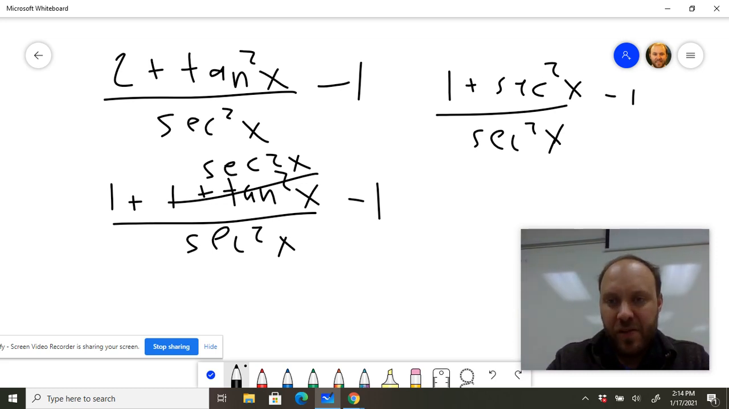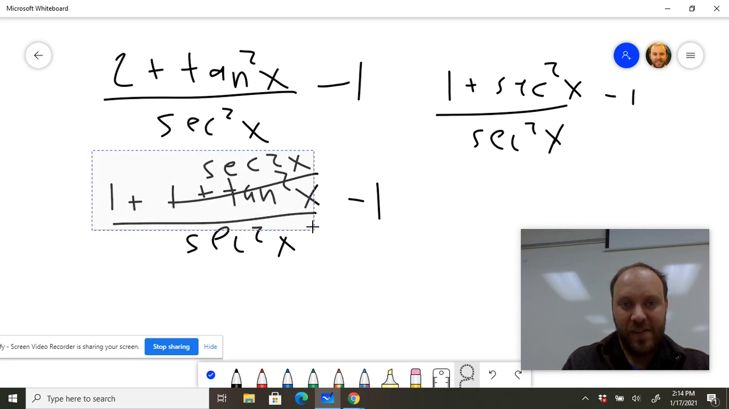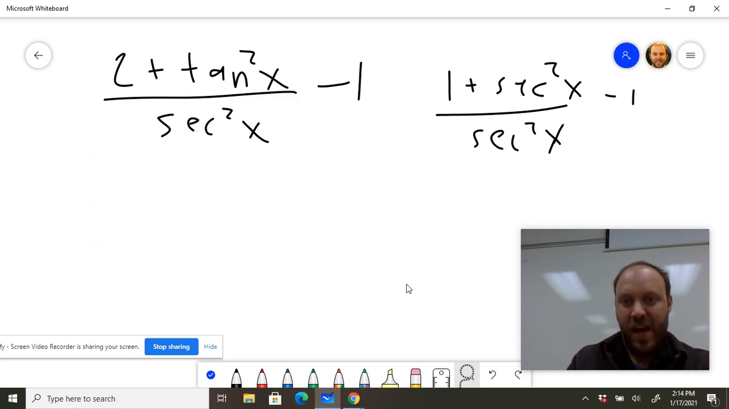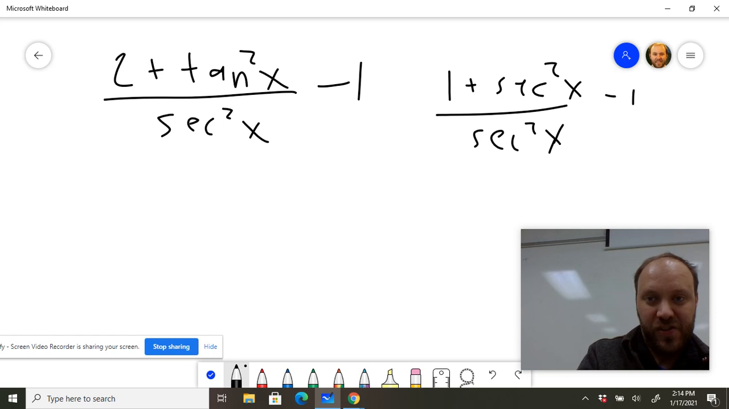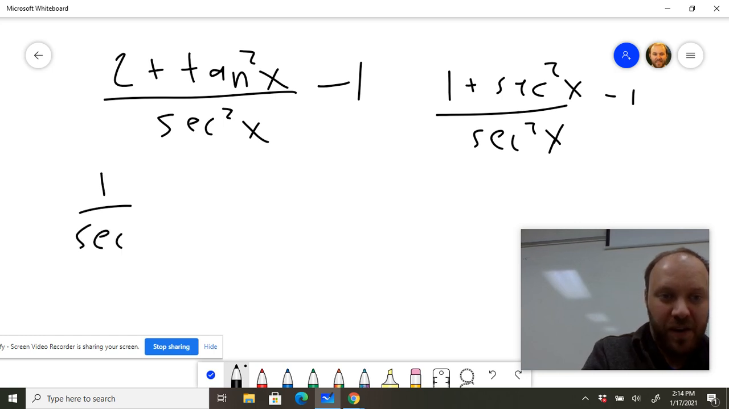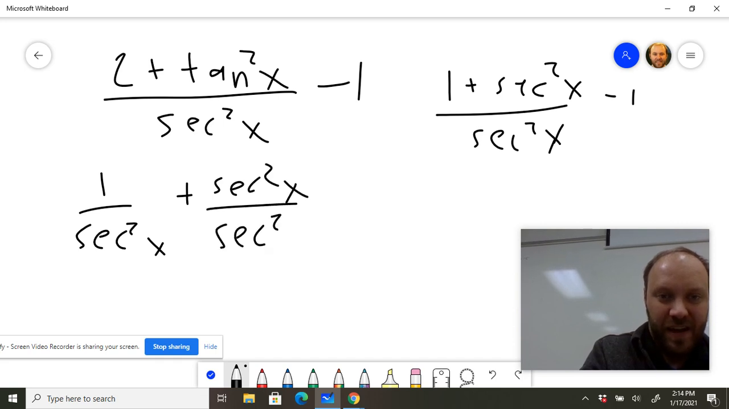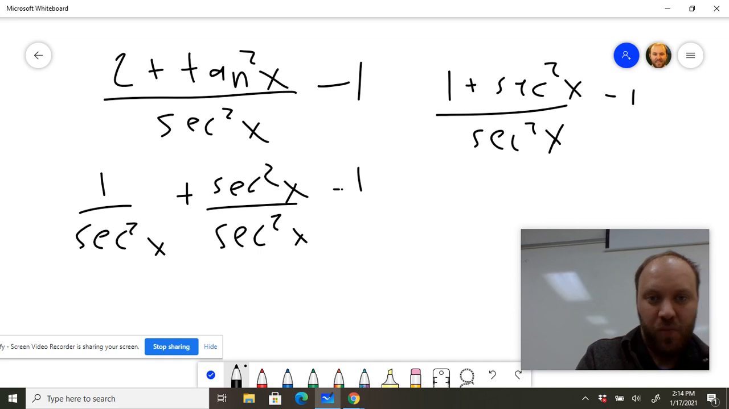One of the things that I do use a lot, you got to be careful about common denominator rules when you've got addition or subtraction. But if you've got addition or subtraction in the numerator, you can break that up as 2 separate fractions, both of which have the same denominator. So that's my thought here: I'll break this up as 1 over secant squared of x plus secant squared of x over secant squared of x. And then minus 1. And of course, this is just 1.